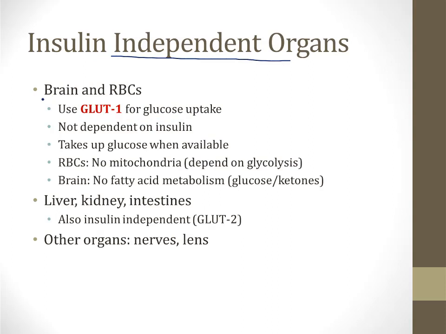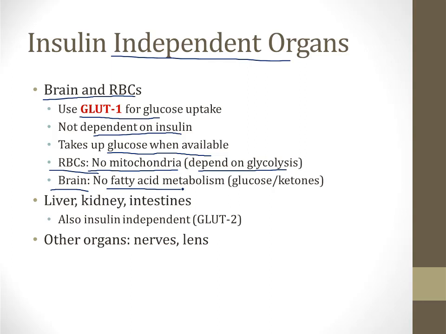Two of the very important ones are the brain and the red blood cells, which use the GLUT1 transporter for glucose uptake. This transporter is not dependent on insulin, and it will take up glucose whenever it's available in the plasma. This is important for red blood cells because they lack mitochondria and cannot perform oxidative phosphorylation, so they are entirely dependent on glycolysis to meet their energy needs. The brain cannot metabolize fatty acids, so therefore it is dependent on glucose and ketone bodies.